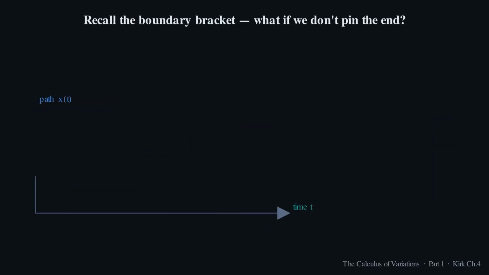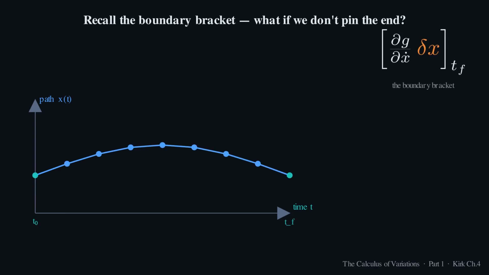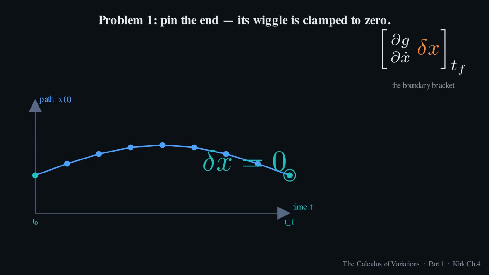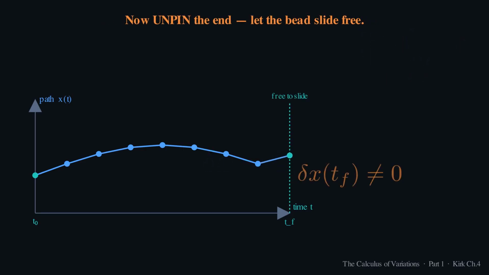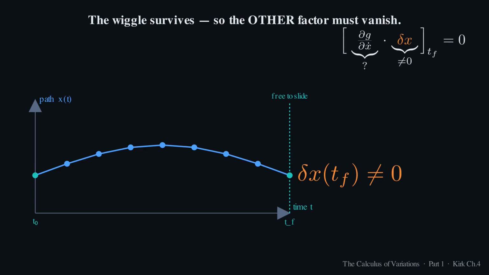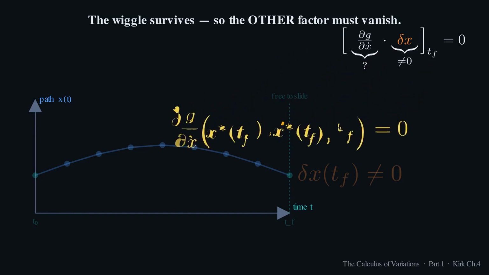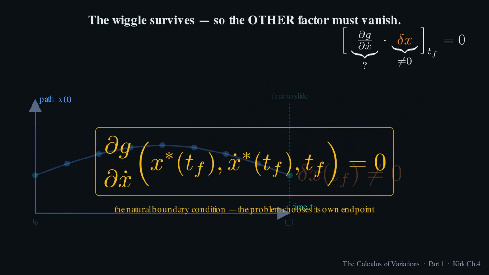Go back to that boundary term we threw away. We dropped it because both endpoints were pinned. But what if the final value is free? You don't dictate where the curve ends. Then the wiggle at the final time is no longer 0. And if that wiggle is free, the only way the boundary term can vanish is for the other factor to die. The partial of g with respect to x dot at the final time equals 0. That is the natural boundary condition. The problem chooses its own endpoint.